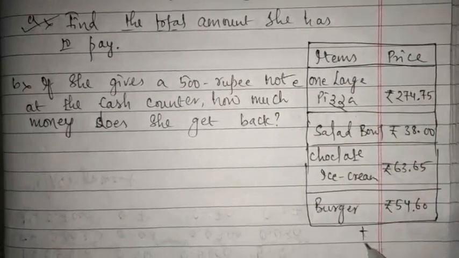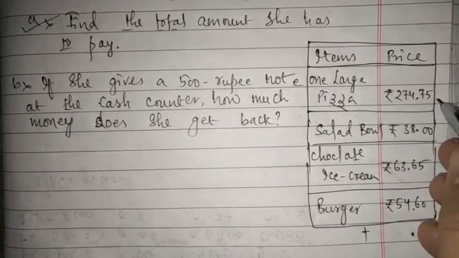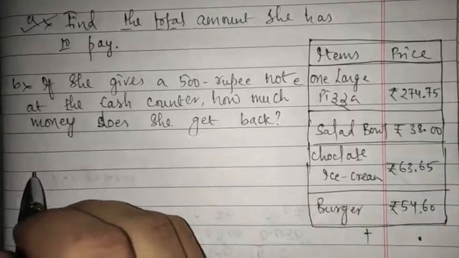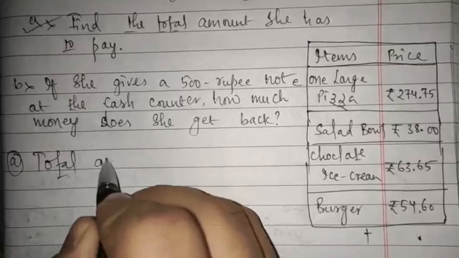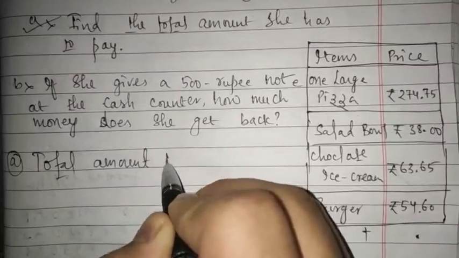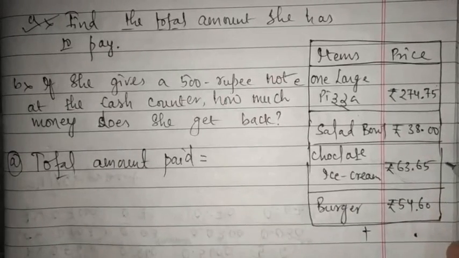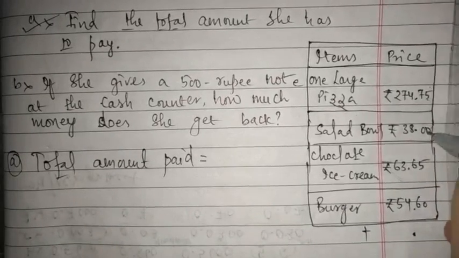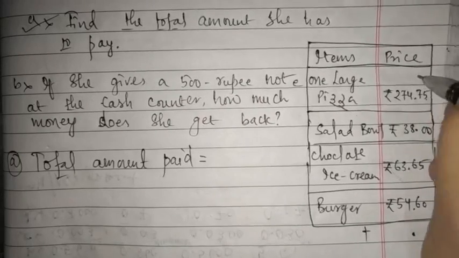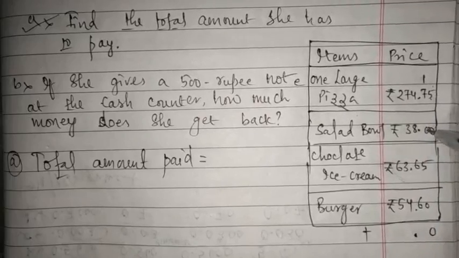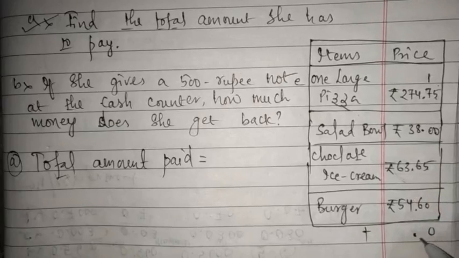That means you have to add all of these. So for part A, you'll write total amount paid is equal to, you'll add it here. In the rough work, you may do it. 5 plus 0 is 5, 5 plus 5 is 10, 10 plus 0 is 10. Now 1 in hand, 7 plus 1 is 8, 8 plus 0 is 8, 8 plus 6 is 14, 14 plus 6 is 20.